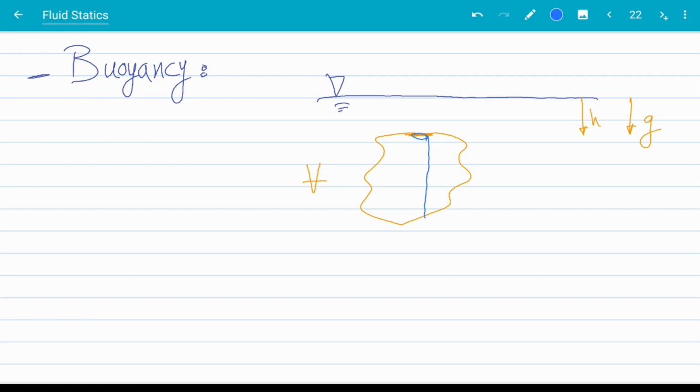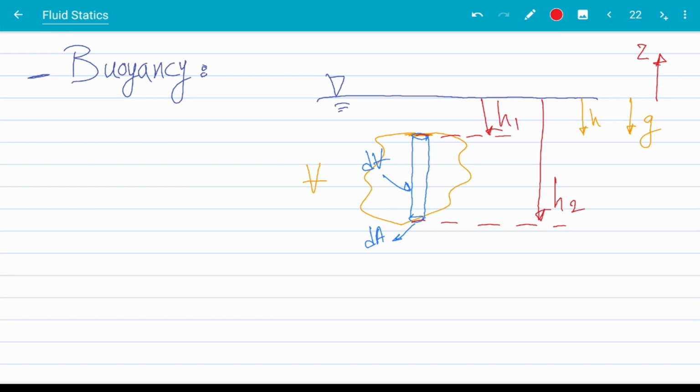Now inside this arbitrary volume shape that I took inside the fluid, I am going to take a cylindrical three-dimensional element. Now this element has a volume dV, and the cross-section area of this element is dA. The top of this element is h1 deep. The bottom of this element is h2 deep. If this is the z direction, I want to know what forces are acting on this orange blob in the z direction.